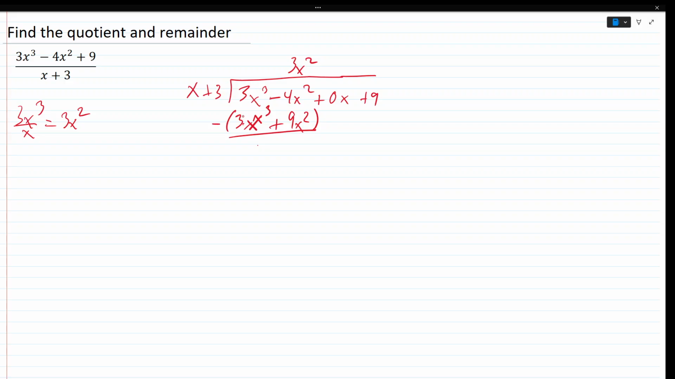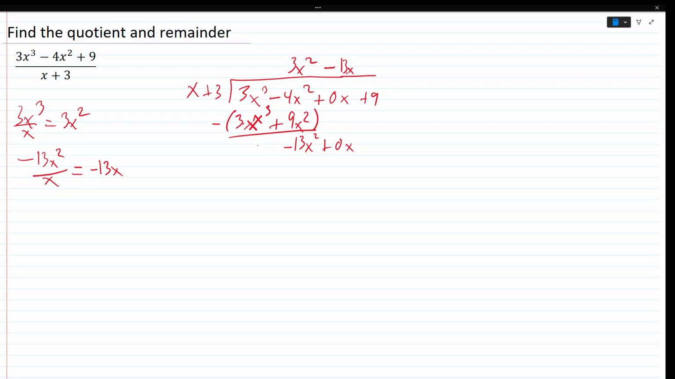Subtract that. The first terms cancel, of course. And then we get the negative 4x squared minus the 9x squared, so that'll be negative 13x squared. Bring down the next term. And then you divide the leading term of that, the negative 13x squared, by the x. So that'll give us negative 13x.